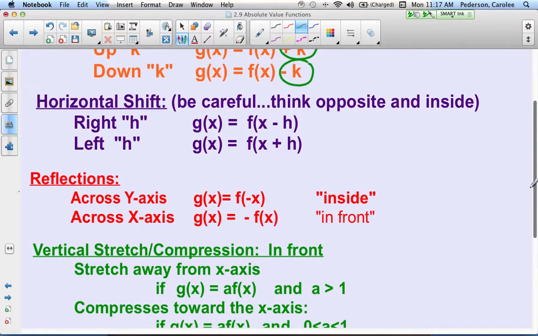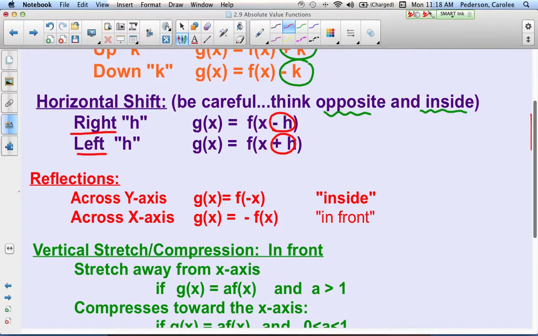The next piece in the purple is a horizontal shift, picking up the entire graph and moving it to the left or to the right. So we have to think opposite, and it's going to be inside the function. So notice if this is a minus h, we're going to be shifting to the right. If it's a plus h, we're going to be shifting to the left that many units.